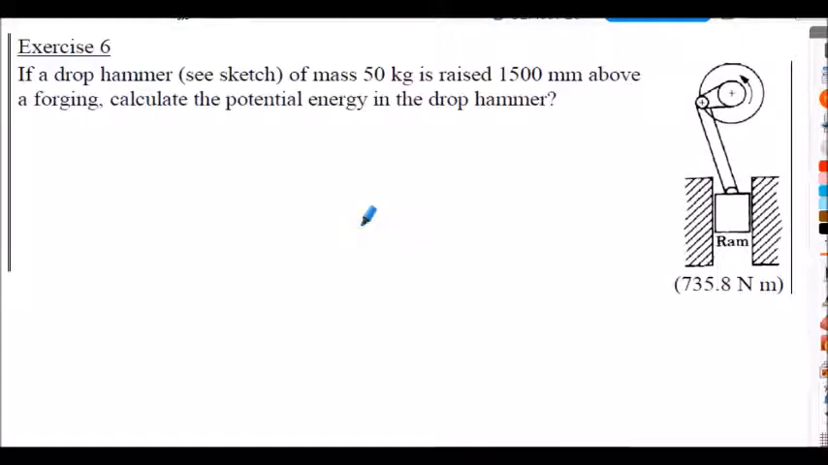We're now going to work through a series of exercises. Exercise 6. If a drop hammer, shown in the sketch, that's basically this lump of metal here, has a mass of 50 kilograms and is raised 1500 millimeters above a forging, we've got to calculate the potential energy in the drop hammer. The answer is shown here in terms of Newton meters. I'd encourage you to start the presentation and attempt this exercise, but the full worked solution is shown on the following slide.